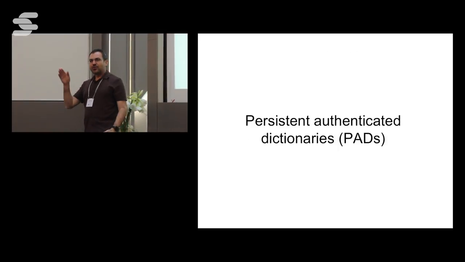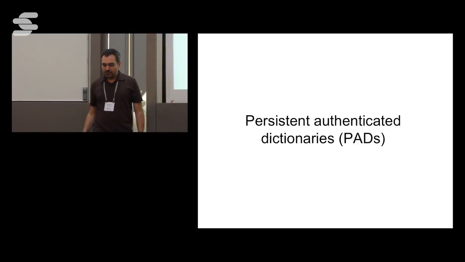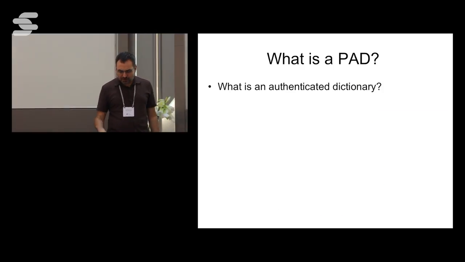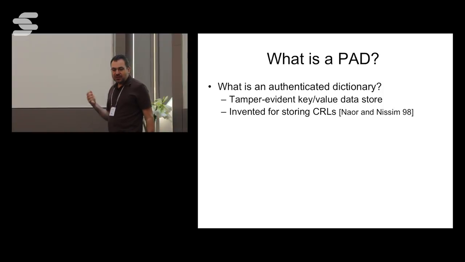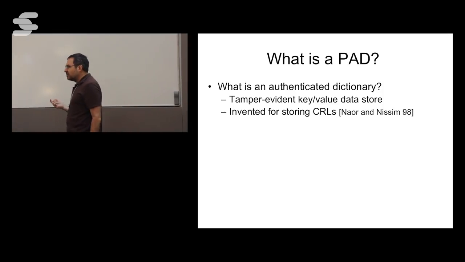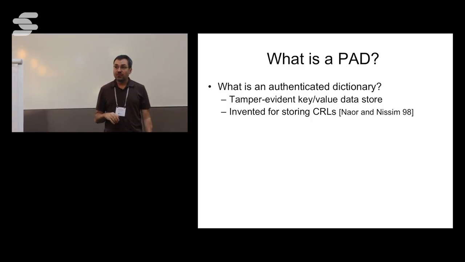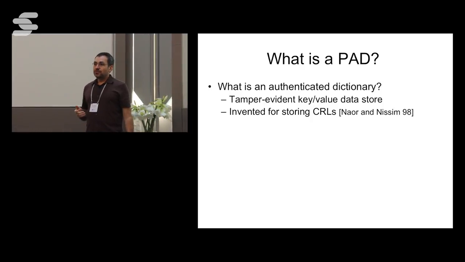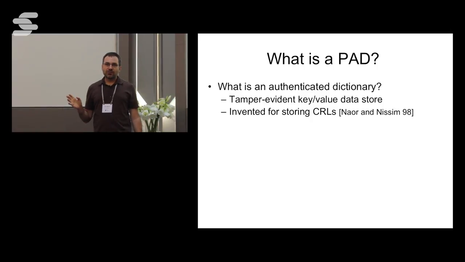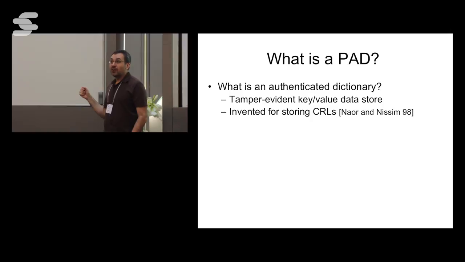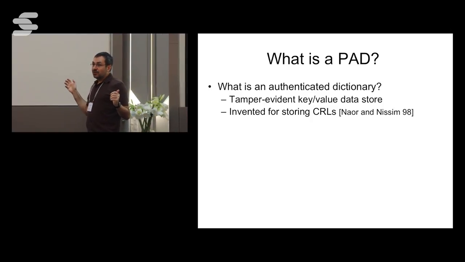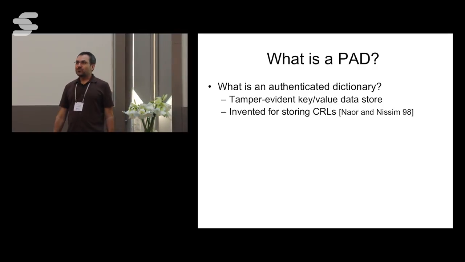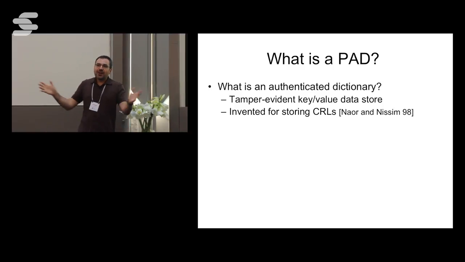So our next topic is persistent authenticated dictionaries, or PADs. So first, what's a dictionary? Well, this is a key value store. These were first invented in the context of certificate revocation lists, but they're really general purpose. Any key value store will do. Anybody who's ever played in the world of peer-to-peer has run into DHTs, distributed hash tables. They're just key value stores. If you ever programmed Android and you want to save preferences, key value stores. If you ever programmed with JSON objects, key value stores. They're everywhere.